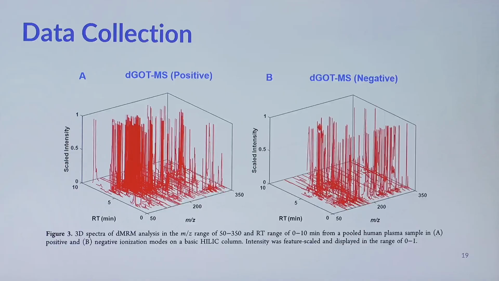So when I talk about how much can we see, this was scanning from 50 to 350 mass to charge. We scan from 60 to 500. And this is how the data is collated, right?